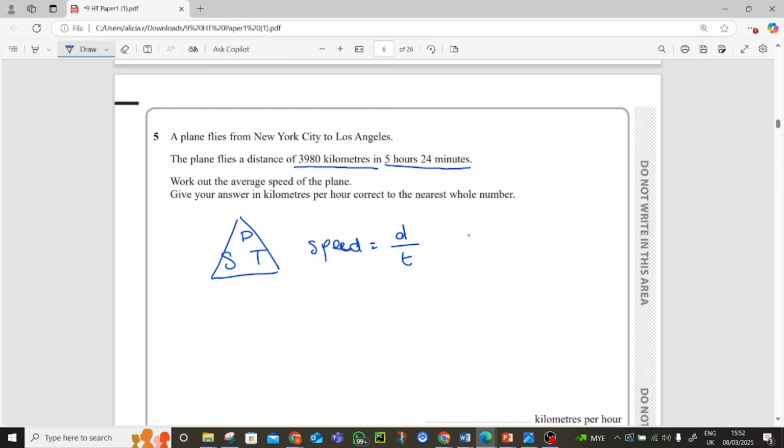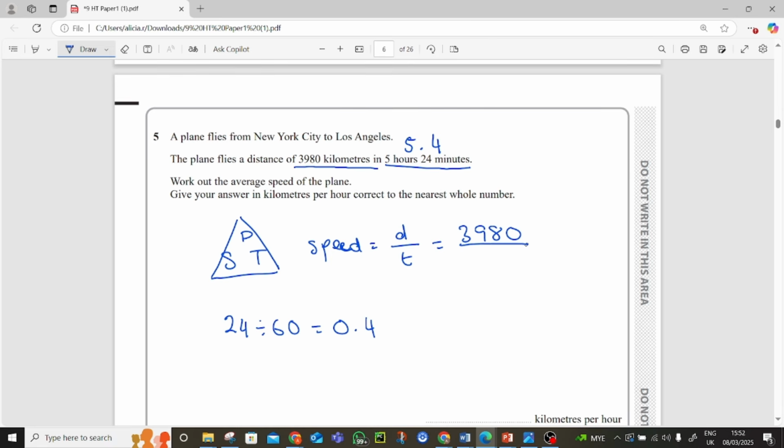So the distance is going to be 3980. The time is a little bit tricky. So I have 5 hours, 24 minutes. This is not 5.24. We need to change these 24 minutes into a fraction of an hour. And to do that, I'm going to divide by 60. 24 divided by 60, and that is 0.4. So 24 minutes is 0.4 of an hour. And so we have 5 hours and 24 minutes, so 5.4 hours. This 24 minutes is the 0.4 part.